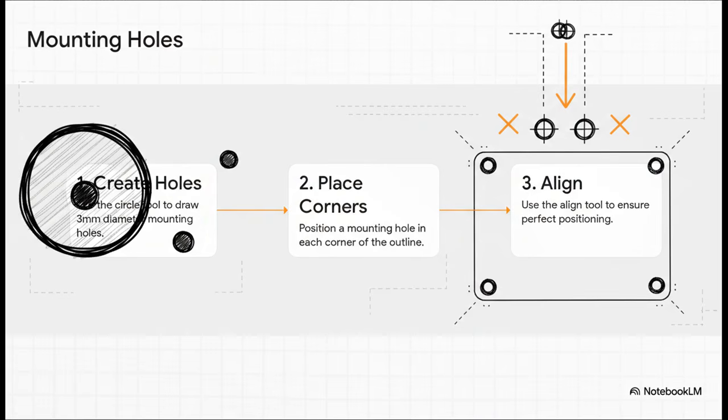A board isn't very useful if you can't mount it, right? So we'll add some 3mm mounting holes, 1 in each corner. And this is where your software is your best friend. Seriously, do not try to eyeball this. Use the Align tool. It'll make sure they are positioned perfectly. Precision is everything for a professional finish.